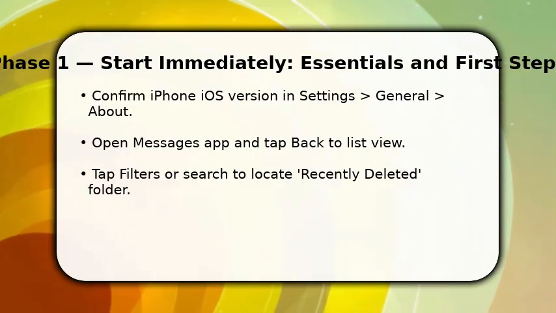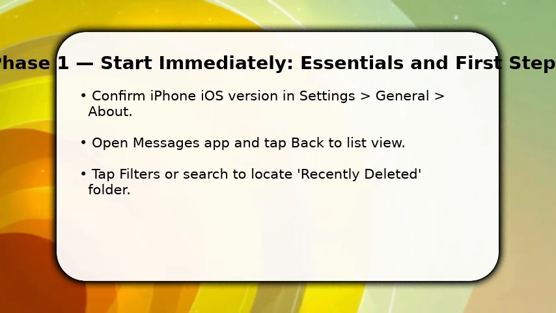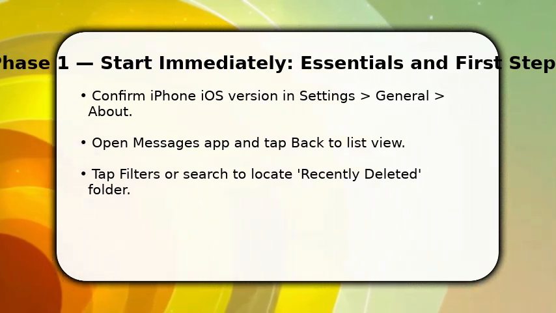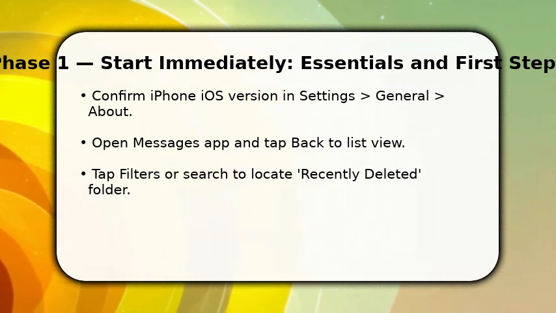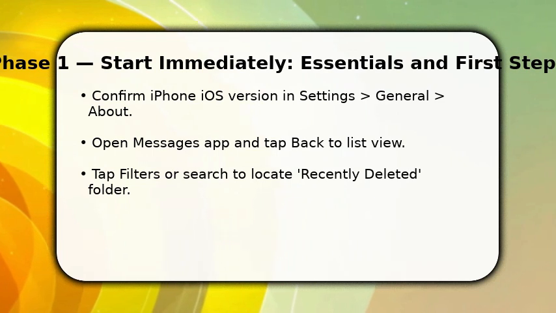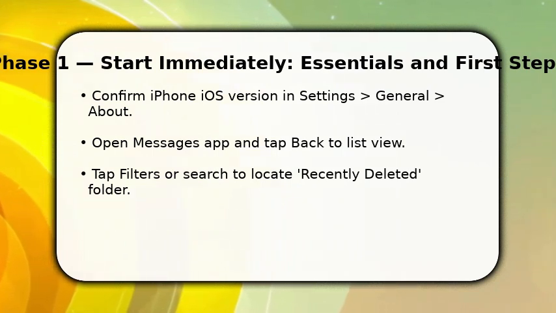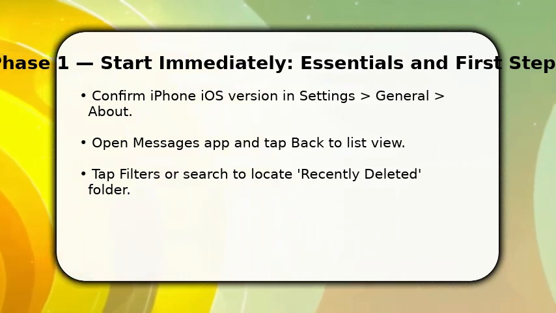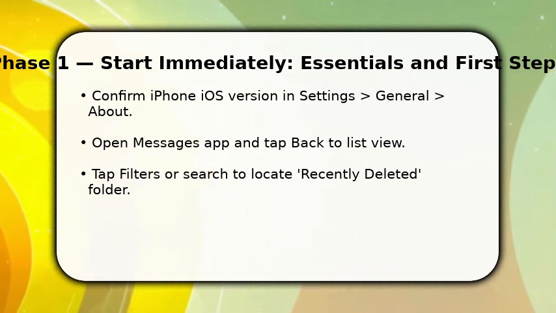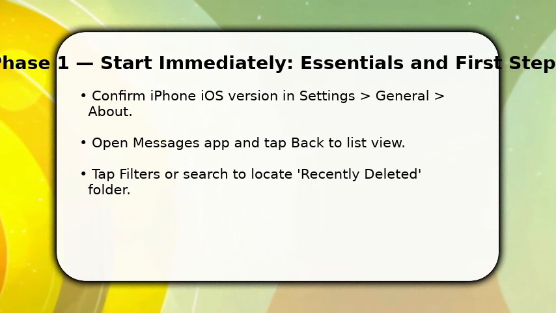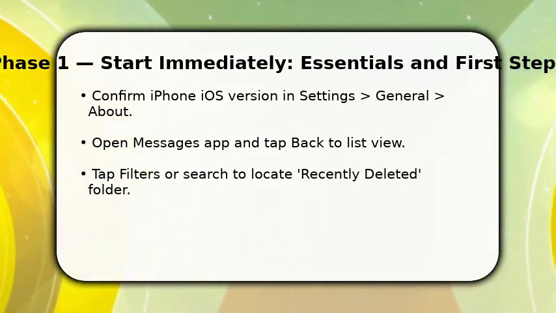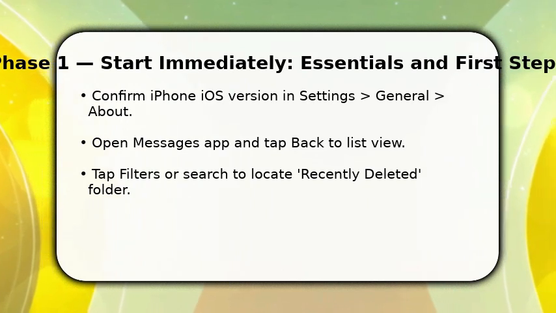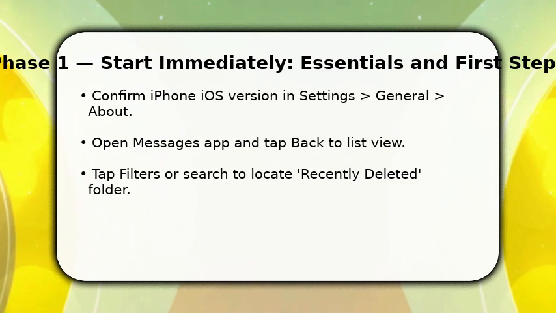You start by confirming your iPhone is updated. This avoids surprises. Once done, open Messages and back out to the conversation list. Make sure to tap Filters or use the search bar to reveal the Recently Deleted folder. On some iOS builds, it appears under Edit or More. You need to see the deleted thread thumbnails before continuing. If you can see messages there, proceed. Otherwise, update iOS or restart the phone and return to this step.